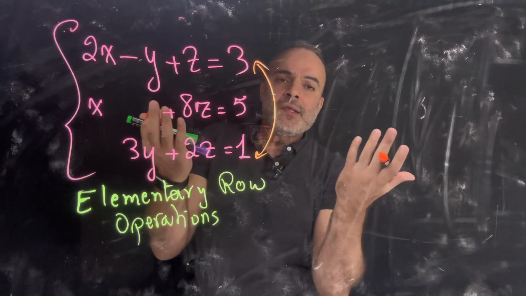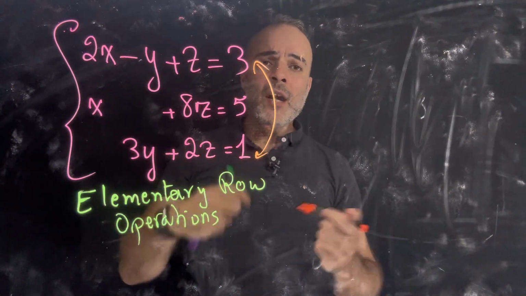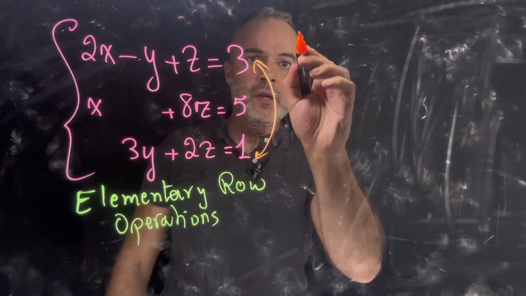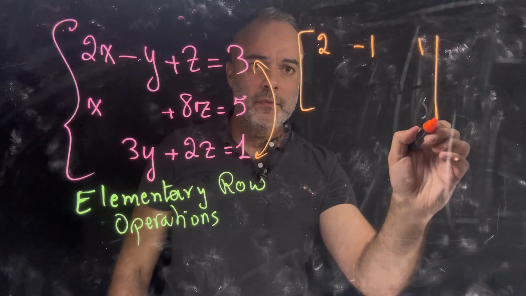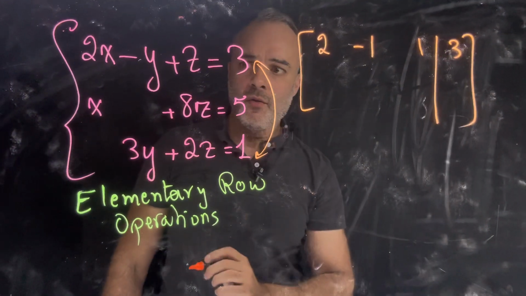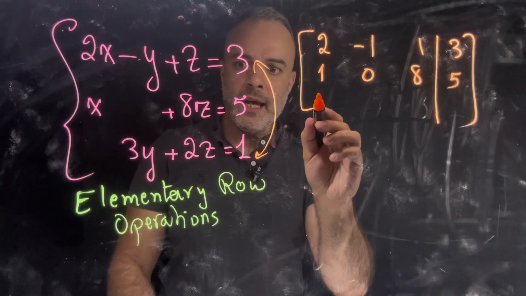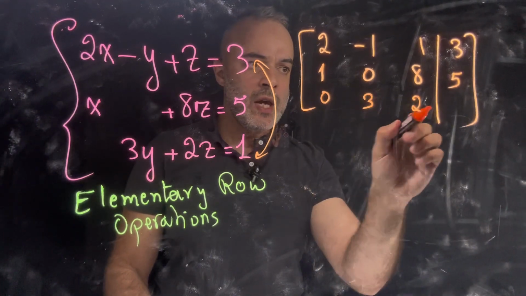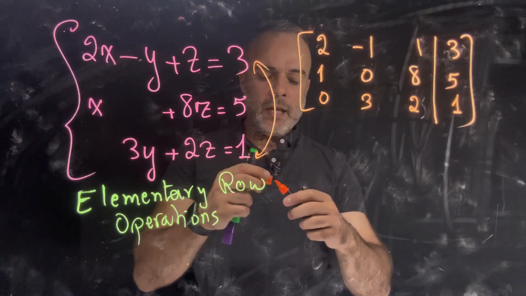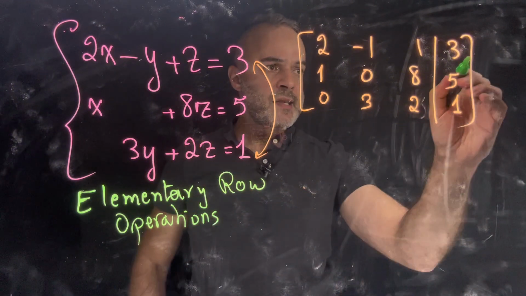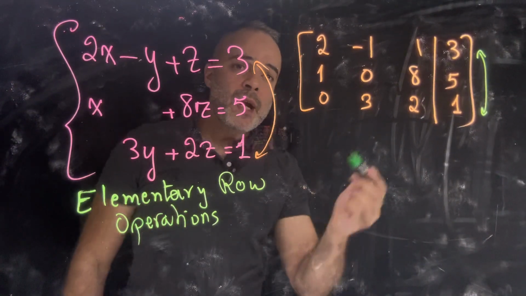Would this change the equation system? No, right? I can simply interchange any two rows. Now, in terms of matrices, what happened here? The first matrix was 2, -1, 1, then 3, right? 1, 0, 8, and 5, and 0, 3, 2, and 1. Again, this means that I can simply interchange any two rows. For this example, I'm going to interchange row 1 with R3, with row 3.